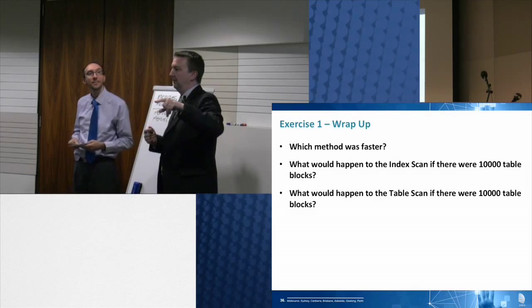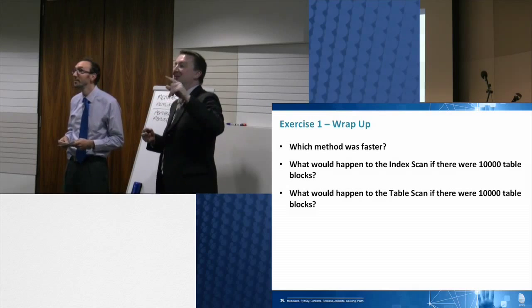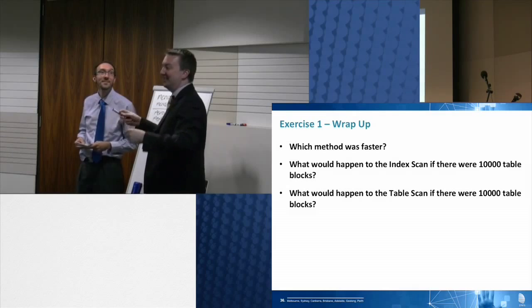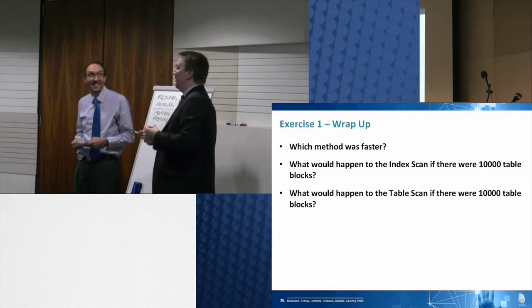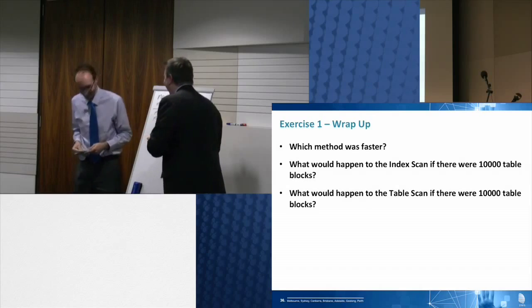You have to do 1,667. You'd have to do 1,667 returns to disk. Thank you very much, John. Great. The buffer cache would be busy.